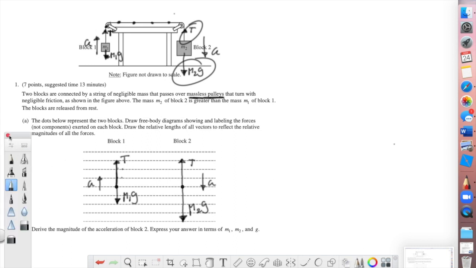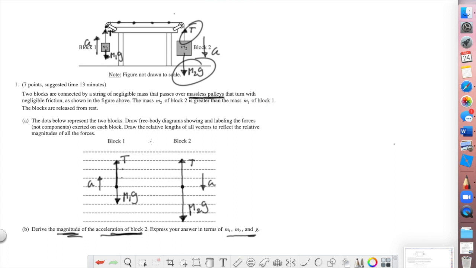Okay, second question. So we're going to derive the magnitude, meaning size, of the acceleration of block 2, and we're expressing our answers in terms of these variables. Now, the acceleration of block 2 is the same as the acceleration for block 1 because these guys are connected by a string. So, you know, block 2 and block 1 have the same acceleration. So basically, what we're really solving for here is the acceleration of the system. So the way we're going to do this is by summing our forces.